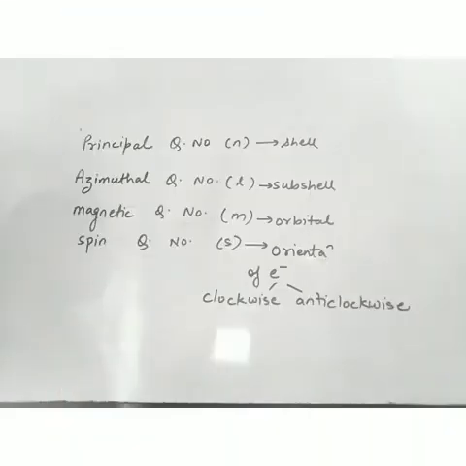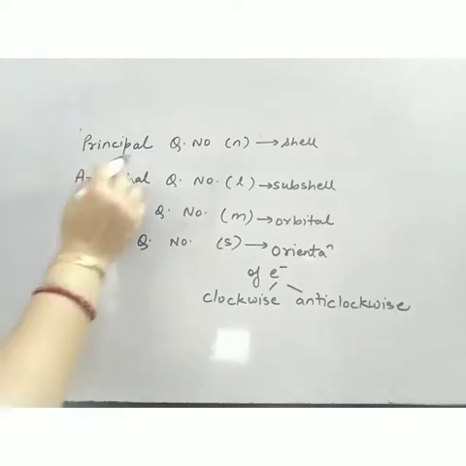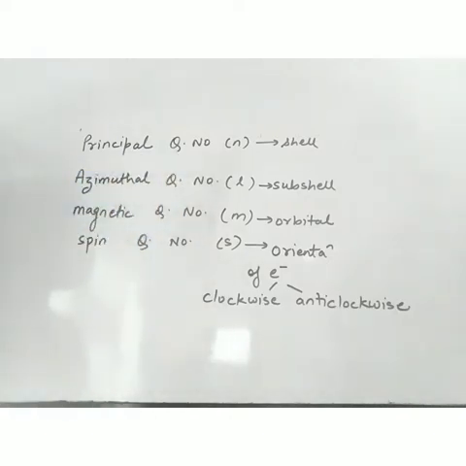Dear students, in the previous video we discussed the concept of quantum numbers. The quantum numbers give us information about the electron. These are a set of 4 mathematical numbers, and we learned how to calculate quantum numbers.